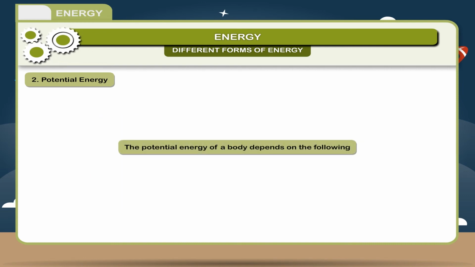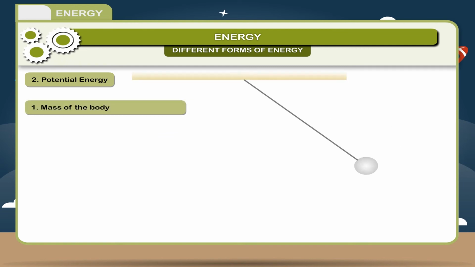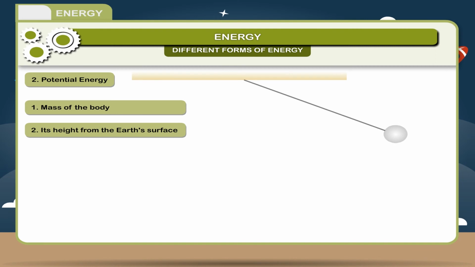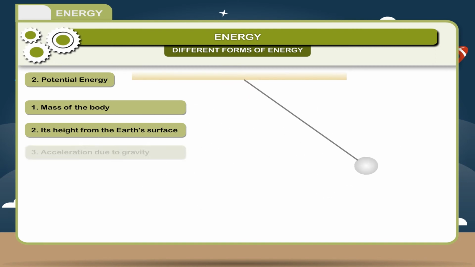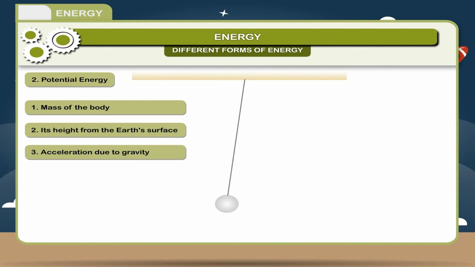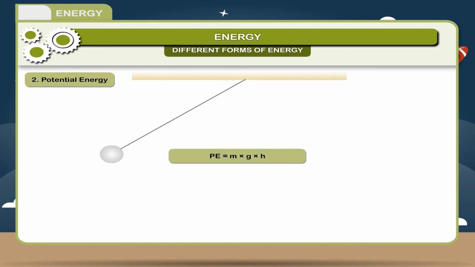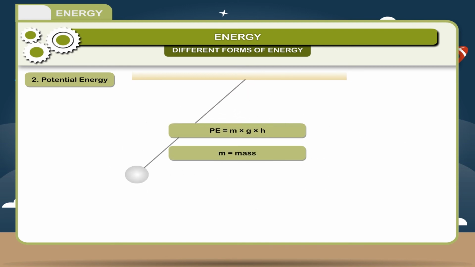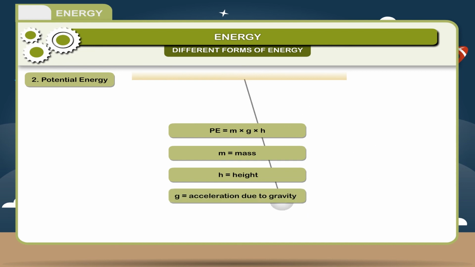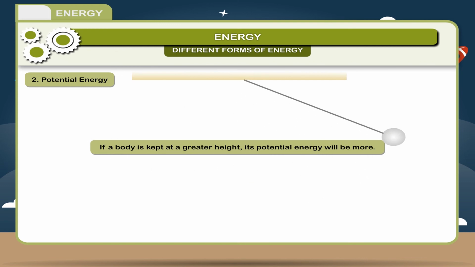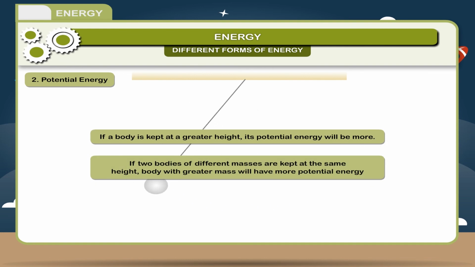The potential energy of a body depends on the following: 1. Mass of the body. 2. Its height from the Earth's surface. 3. Acceleration due to gravity. Potential energy is equal to m into g into h. m is equal to mass, h is equal to height, g is equal to acceleration due to gravity. If a body is kept at a greater height, its potential energy will be more. If two bodies of different masses are kept at the same height, the body with greater mass will have more potential energy.